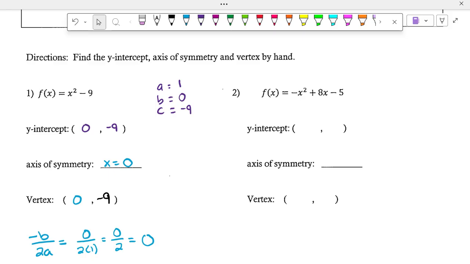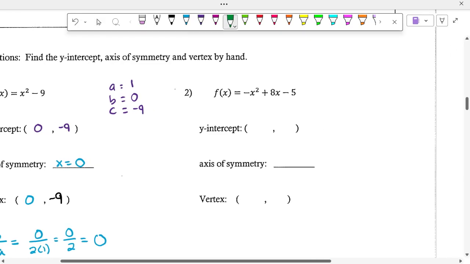Okay? So let's try another one. So, first things first, we're going to list A, B, and C. Now, once you get good at this, you can kind of skip this step. But for right now, we're just going to write it out just so we have something to reference.